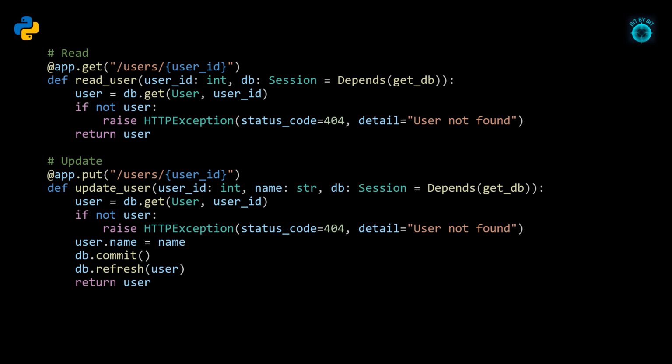Next is update. The endpoint /users/{user_id} with the PUT method lets us update a user's name. We first fetch the user. If it exists, we update the name, commit the change, and return the updated record. If it does not exist, we return a 404 error.